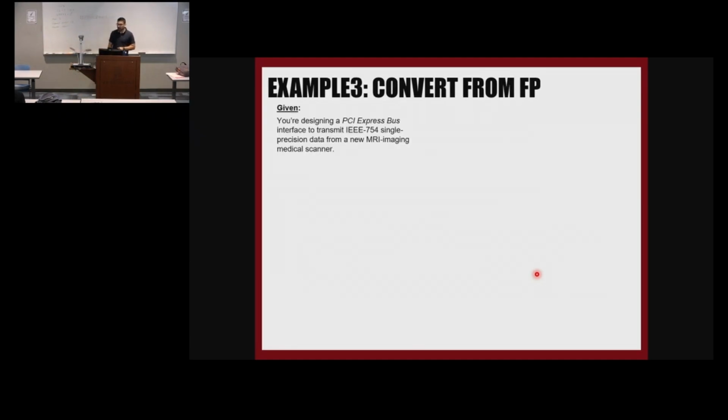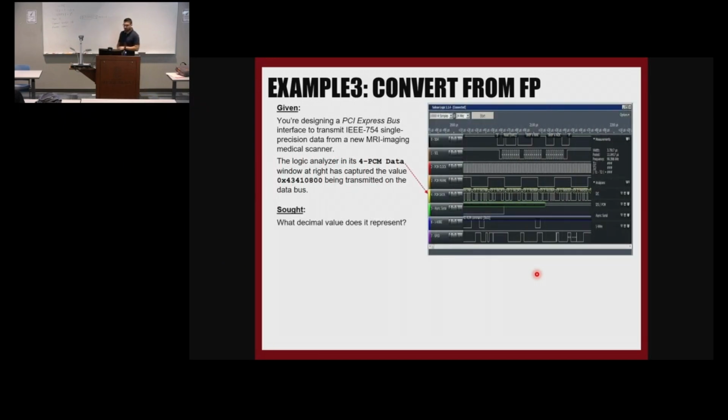All right, so now that we know how to go from a decimal floating point number to hexadecimal, let's practice doing the opposite thing. So we're designing a PCI Express bus interface, and we want to transmit a single precision floating point number for an MRI medical scanner. Now we have an oscilloscope, and we did the measurements, and the number that we are seeing on the PCIe data bus is this hexadecimal number, 0x43410800.